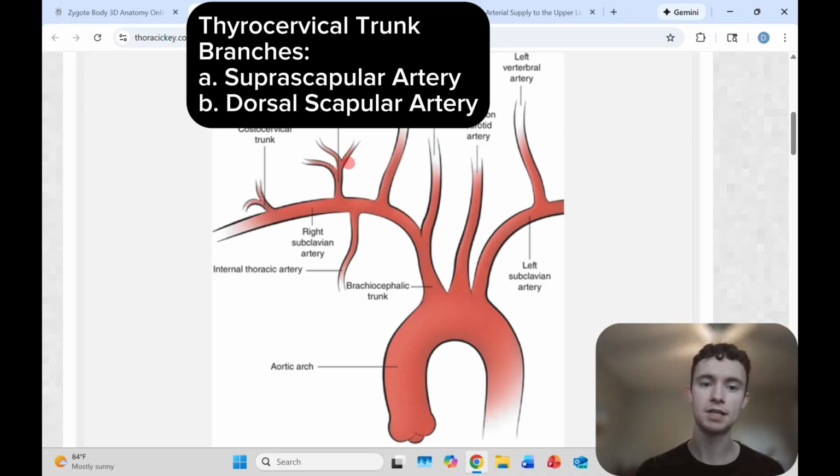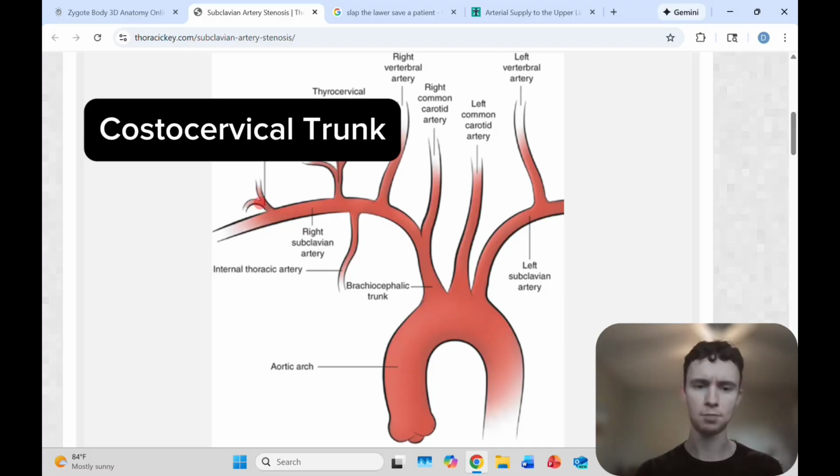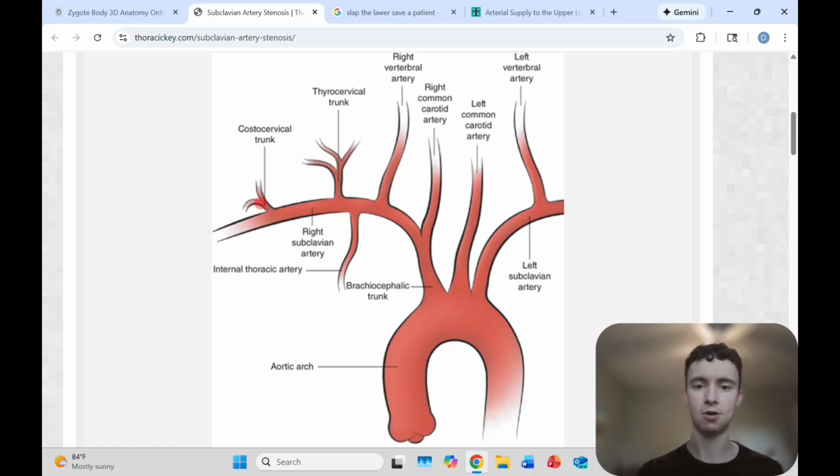Also off of this trunk is the dorsal scapular artery. They're not listed here, but there are some of the branches off the thyrocervical trunk. The dorsal scapular artery, again, has the same name as the dorsal scapular nerve, innervating the levator scapulae, rhomboid major, and rhomboid minor. And similarly, the dorsal scapular artery supplies oxygen and nutrients to those three muscles as well. And then moving on down the line, our last one is the C in vitamin C, the costocervical trunk, just again supplying more nutrients to the rest of the arm.